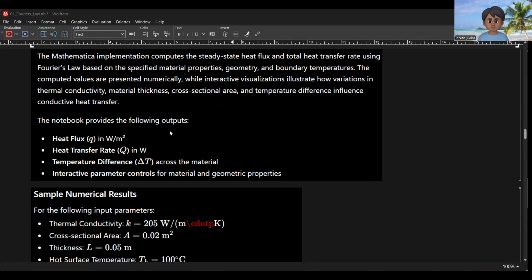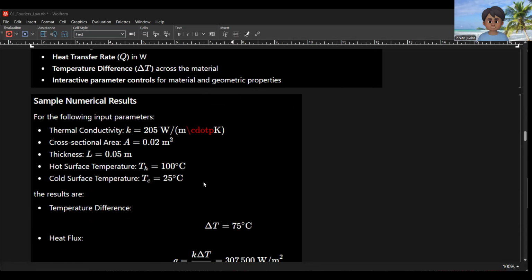The notebook provides the following output. The heat flux is expressed in watts per meter squared. The heat transfer rate is in watts. This is the energy per unit time. Temperature difference, delta T, across the material, and interactive parameter controls for material and geometric properties.